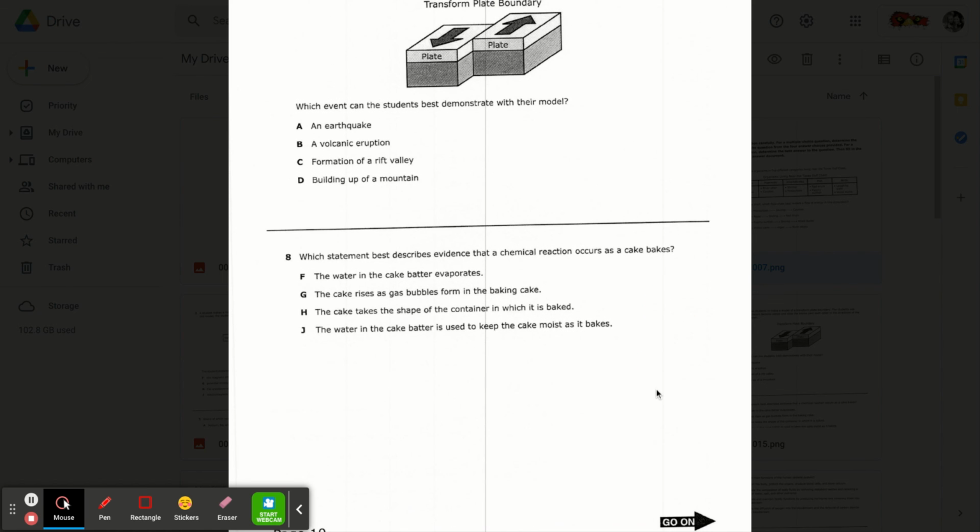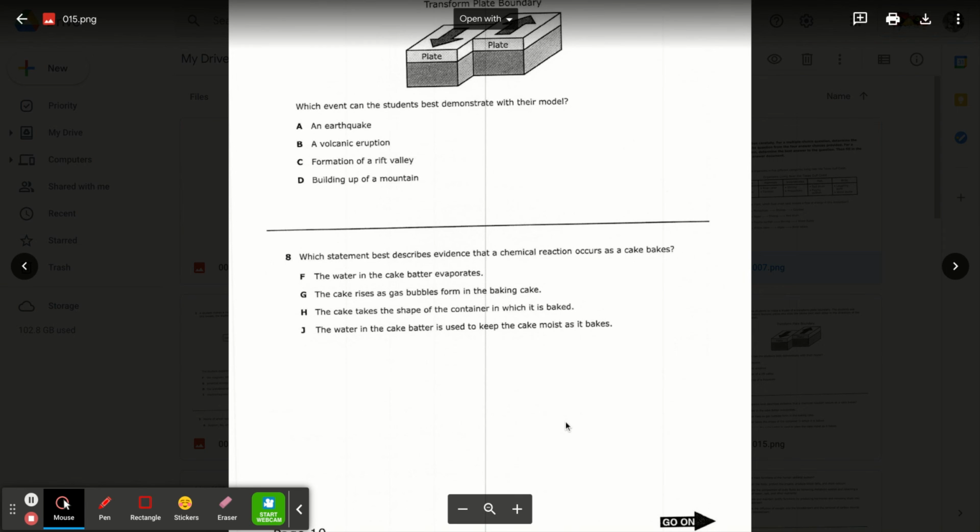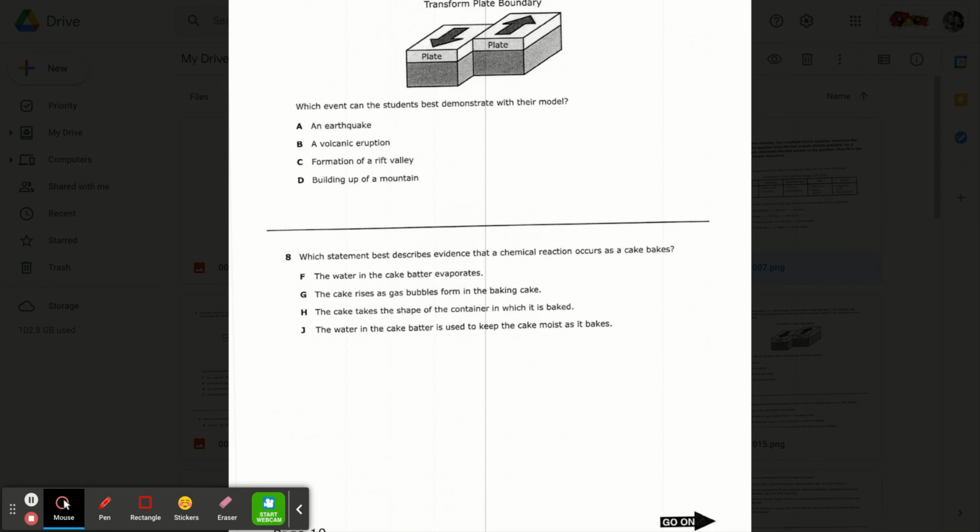Number 8, which statement best describes evidence that a chemical reaction occurs as a cake bakes? F, the water in the cake batter evaporates. G, the cake rises as gas bubbles form in the cake while baking.